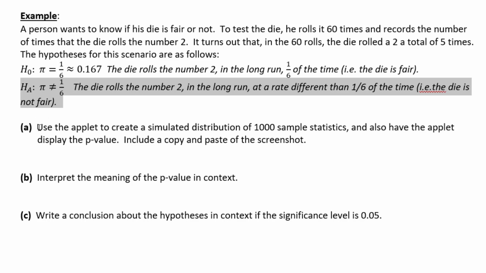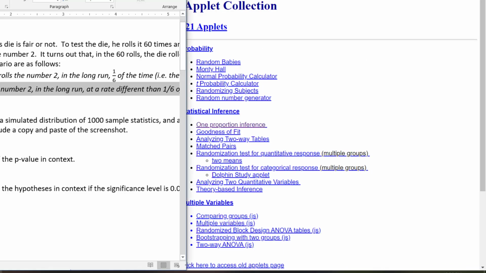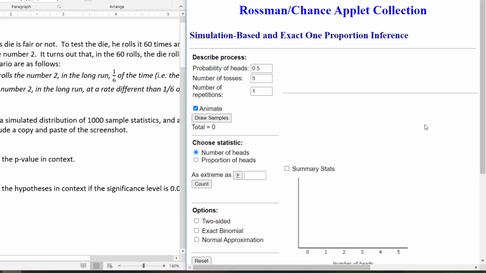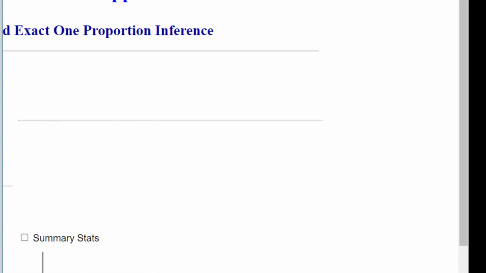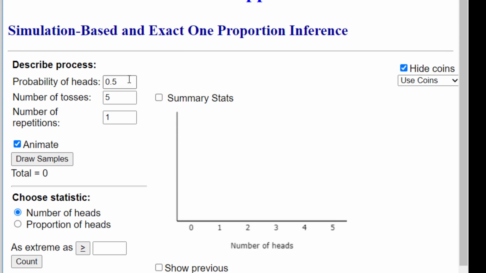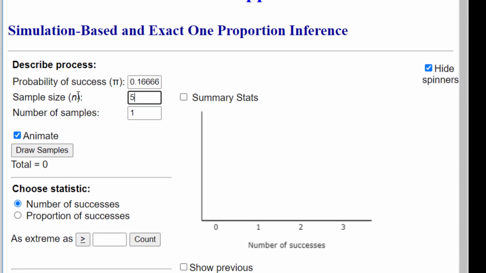So part A. It says use the applet to create a simulated distribution of 1,000 sample statistics, and we'll have the applet display our p-value. Okay, so I'm going to open up the Rossmann Chance applets, and I go to one proportion inference. Remember to go up to the top right and hide the coins. All right, the probability of heads is always where we put the value of pi. It doesn't accept fractions, so I recommend that you go out a few decimal places, like 0.166667, for example.